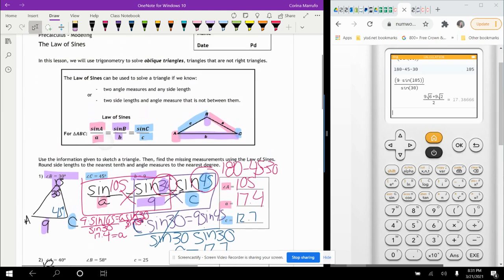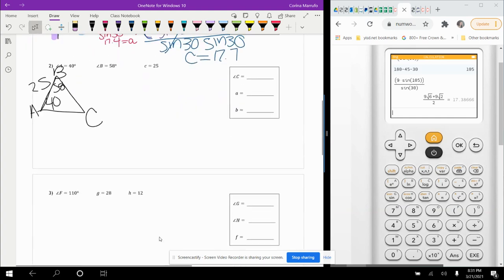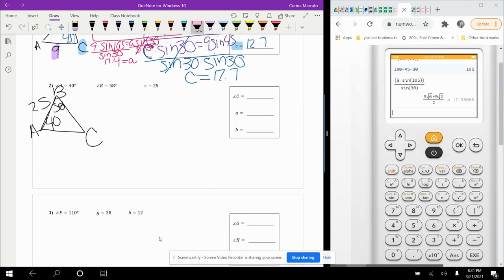So remember how this sounded kind of weird? Two side lengths and an angle measure that is not between them, or two angle measures and any side length. Oh, it could be any. Sorry about that. So that's what we got here. So here we do have big A. We don't know what little a is. Okay, we have big B, but we don't know what little b is.